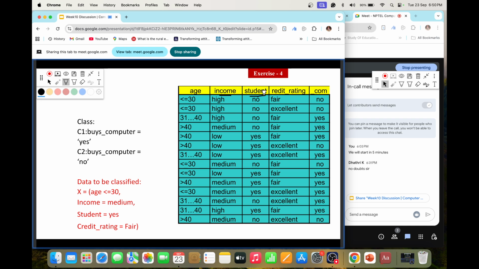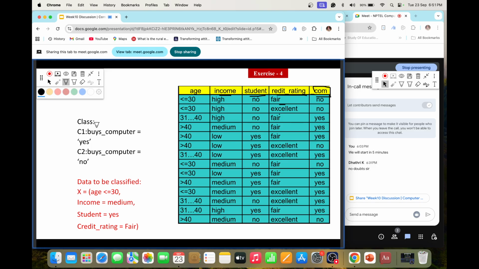Student, whether he is a student or not, so we have 2 classes: either no, he is not a student, or yes, he is a student. Now credit rating, we have fair and excellent, again 2 classes. And at last, whether the person will buy a computer or not, no or yes, again 2 classes.